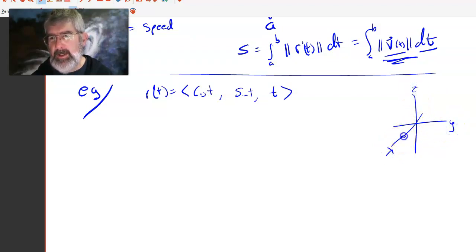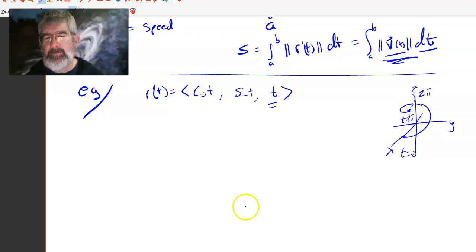T equals 0, I'm right here, and as I go around the circle, the z value is going to climb so that after one time around, you've moved up to a height of, well, one time around for these would be 0 to 2 pi. So this is t equals 0 here, and t equals 2 pi at the end there. And so the height is going to be the same as the t value, right? Because z equals t. So there's a 2 pi for the height there.